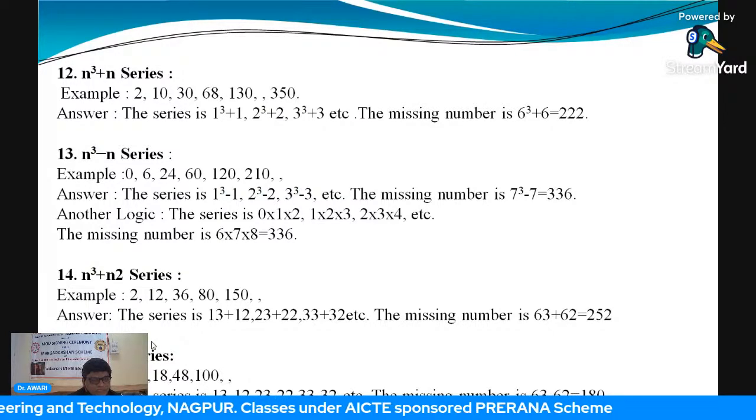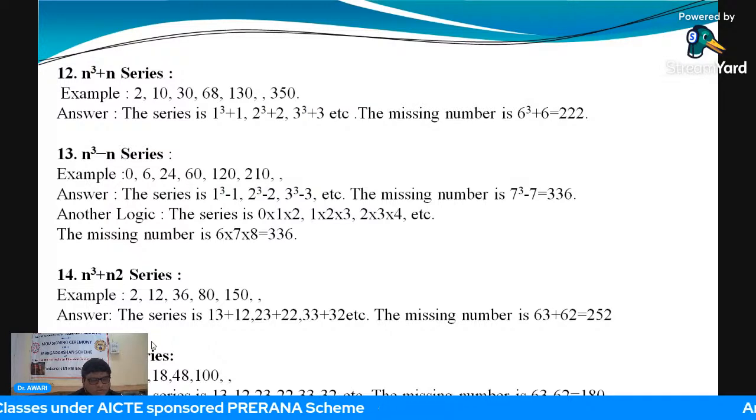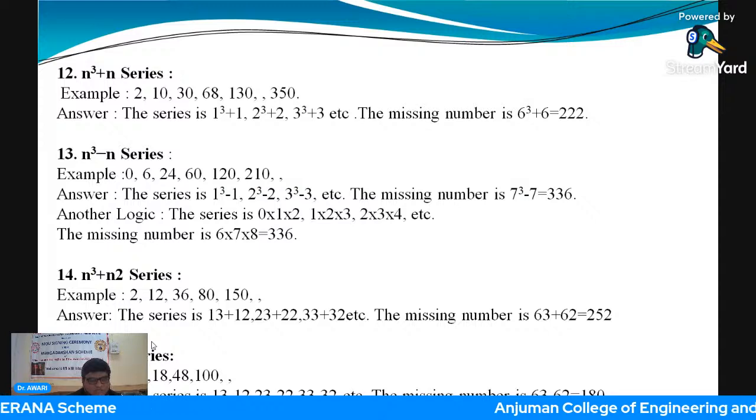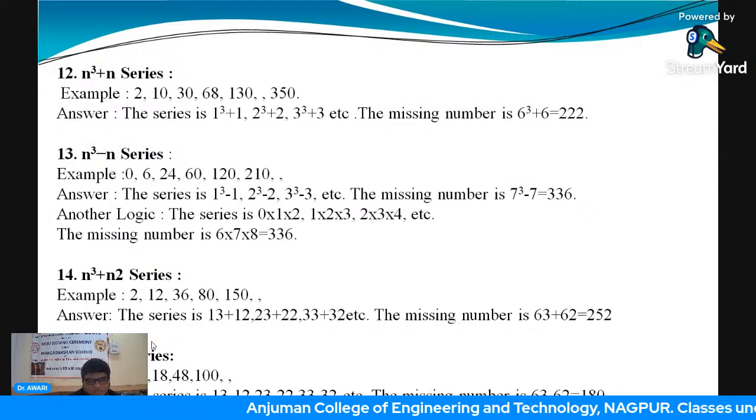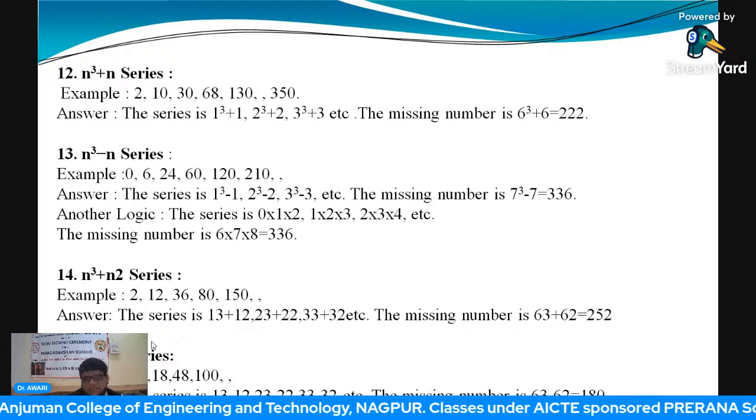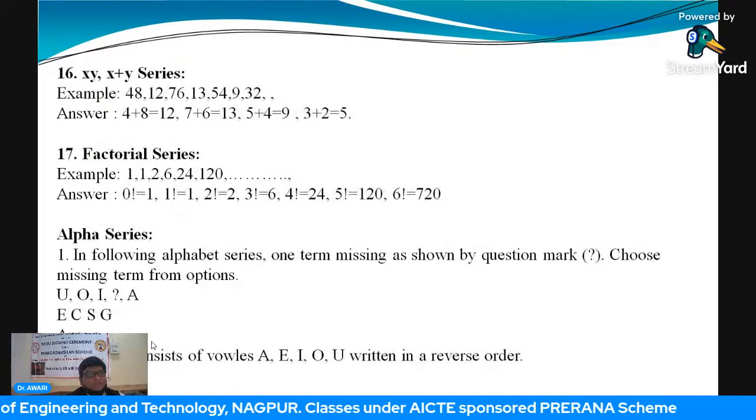So the n cube minus n square series, for example 0, 4, 18, 48, 100. The series is 1 cube minus 1 square, 2 cube minus 2 square, 3 cube minus 3 square, and the missing number is 6 cube minus 6 square, which is equal to 180.